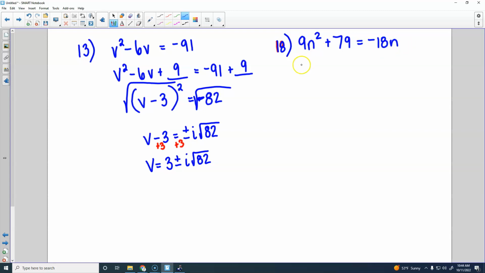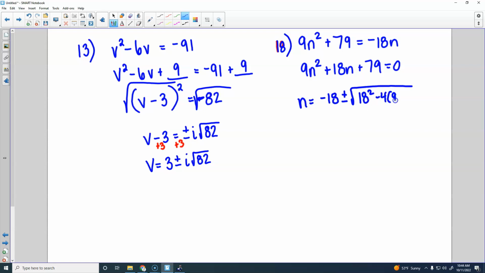For you to use quadratic formula, you've got to move this 18n over to the other side. And then we'll just do, I guess it would be n instead of x. n equals negative 18 plus or minus square root 18 squared minus 4 times 9 times 79, all over 2 times 9.